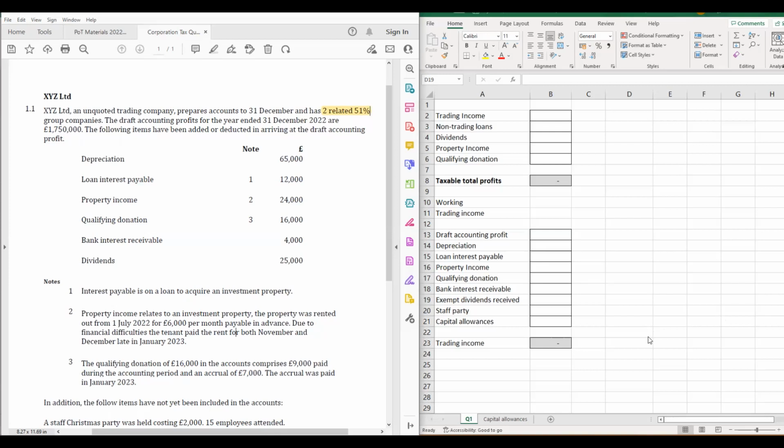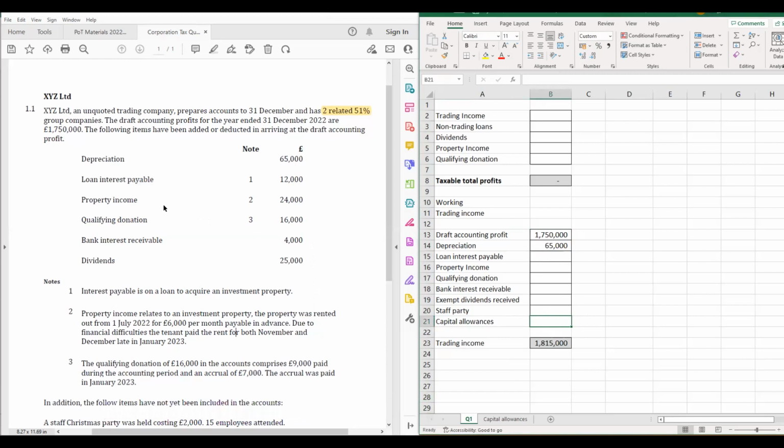So depreciation of £65,000, that is always a disallowed cost for tax purposes. So the first thing we can do with depreciation is put it in as a positive. We can also drop in our draft accounting profit, as per the question, and put in our add back for depreciation. And we can see, like in the answer pro forma, capital allowances is something we're going to need to work out. So remember, depreciation is always disallowed, but what it's replaced with is capital allowances.